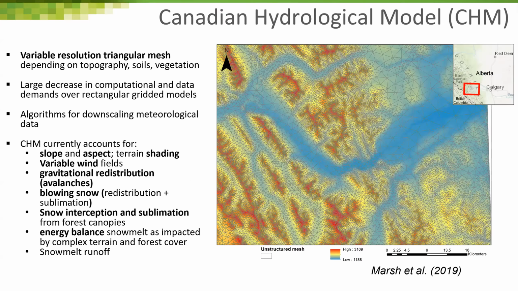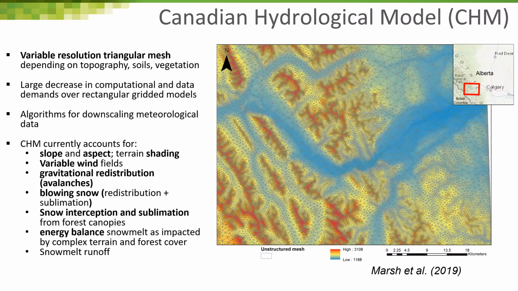So to do this, I'm using the Canadian Hydrological Model, CHM. I'm just going to quickly go over it in case it's still new to some people. It represents the topography using a variable resolution triangular mesh. This variable resolution is conditioned on topography, soils, and vegetation. So the idea is you have smaller triangles, so more spatial resolution, where you need it. For example, along boundary transitions between vegetation and non-vegetation, and along complex features like ridge lines. And what this allows you to do is have a really large decrease in the total computational and data demands versus traditional rectangular gridded models.